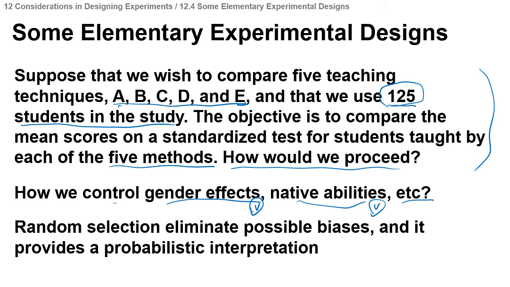The answer is the random selection of the samples. Random selection eliminates possible biases, and it provides a probabilistic interpretation. And so this is what we are going to do.